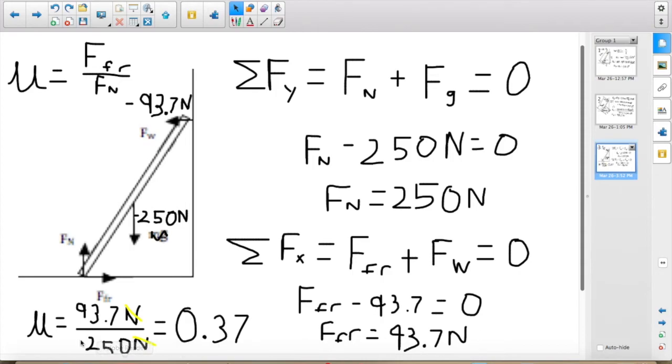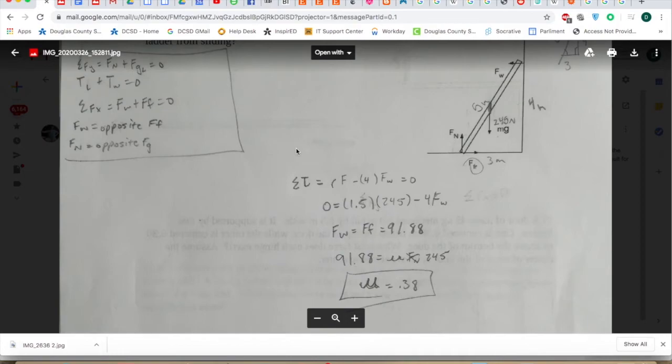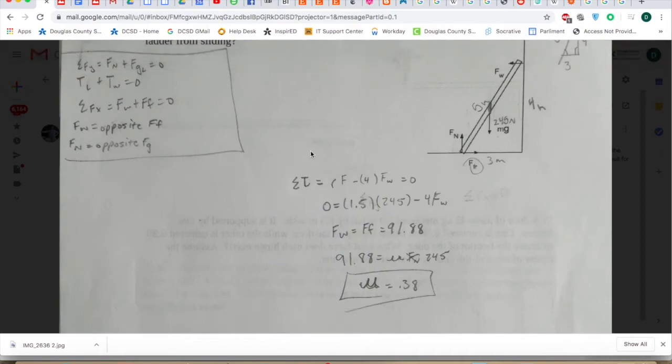All right, so we've got both the force normal and the force of friction. So the coefficient of friction is going to equal 93.7 newtons divided by 250 newtons. The newtons cancel out, and that leaves us with a coefficient of friction equal to 0.37. And that coefficient of friction is unitless, because the newtons cancel out.